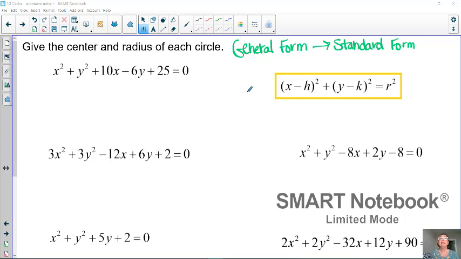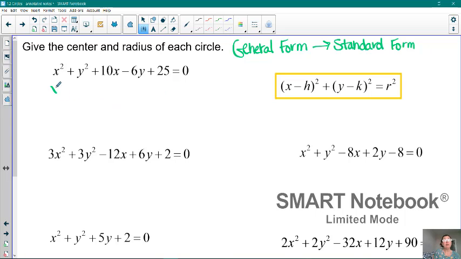So let's use completing the square to get these equations of circles from general form to standard form. We have x squared plus y squared plus 10x minus 6y plus 25 is equal to 0. We're going to start by grouping our x terms, leaving a space, grouping our y terms, leaving a space, and moving our constant term over to the other side. So it's plus 25, so we'll subtract 25 on both sides.